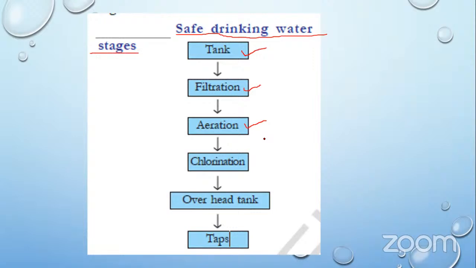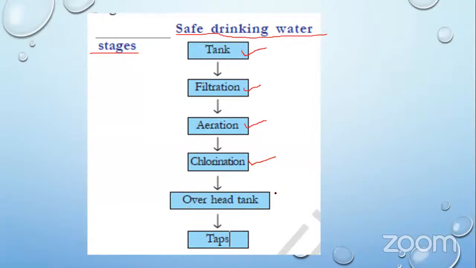Next step is chlorination. Chlorination means when we add chlorine, it will kill some harmful bacteria and some microorganisms. That is why they add chlorine into the water. Sometimes in taps also you will get water which is somewhat whitish, which means they have added some chlorine to it. Okay, this is the step chlorination.